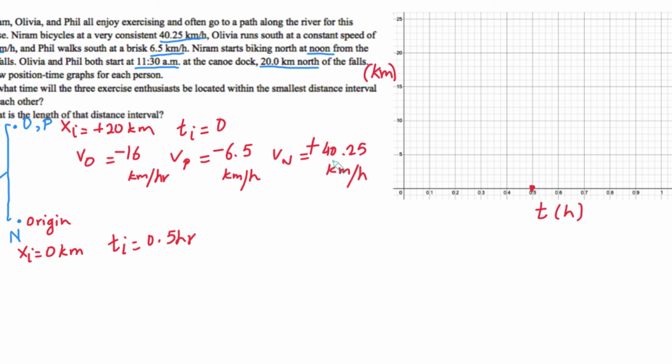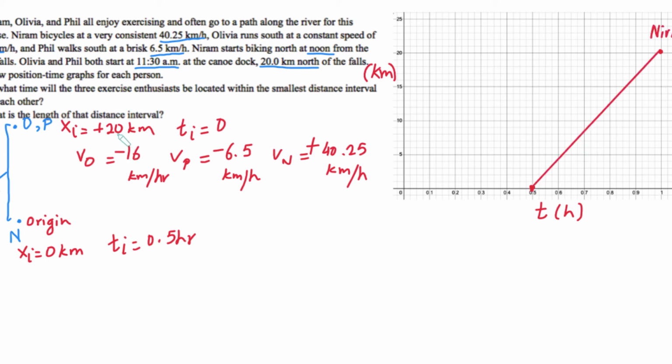Niram's velocity is 40.25 km per hour. So that's the slope. That would be a rise of 40.25 km in 1 hour. I do not have enough space on my graph here, so I can look at it. It's around 20.1 km per half an hour. So a rise of 20.1 km along this direction in 1 hour leads me to around this point. I join these two to obtain the graph.